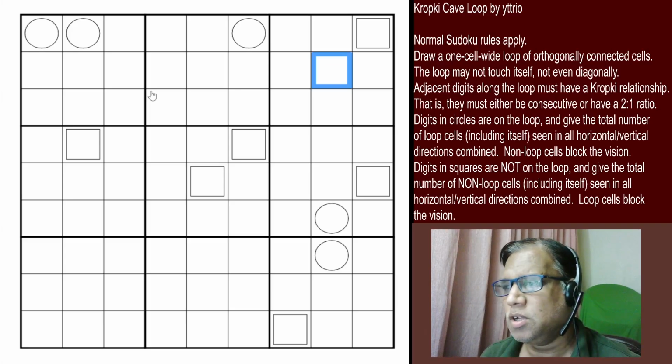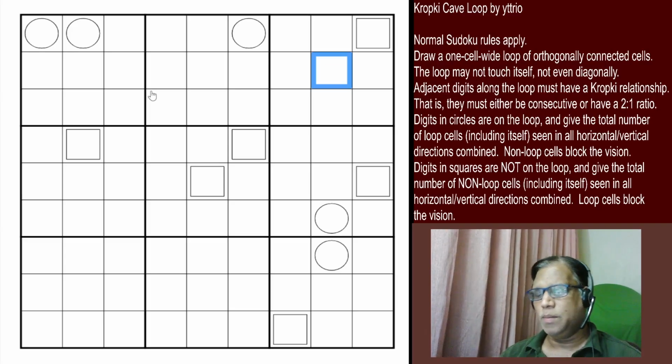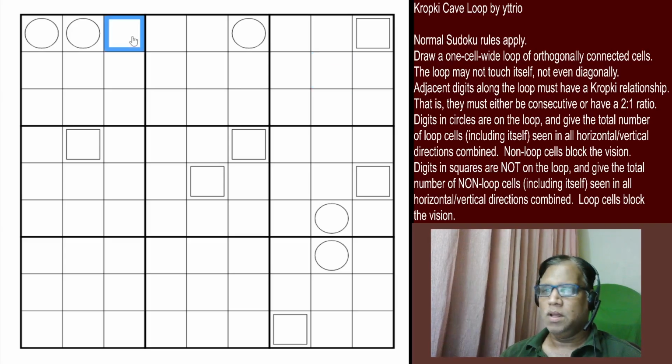This is also a very good puzzle, with a very good rating and medium difficulty on Logic Master. So I thought let's give it a try, and let's start by reading the rules. Normal Sudoku rules apply.